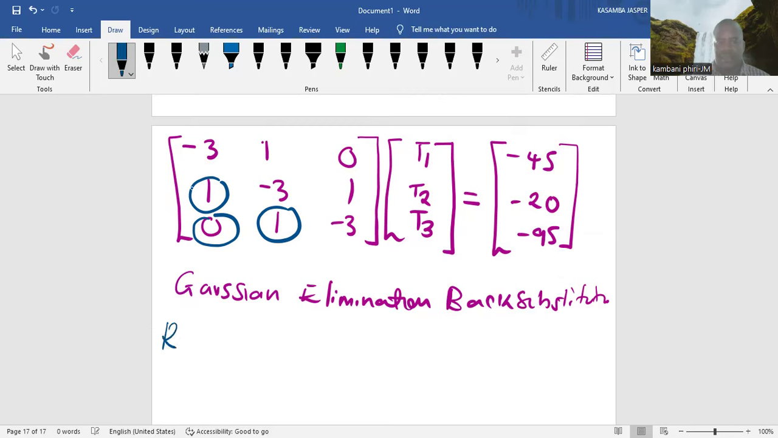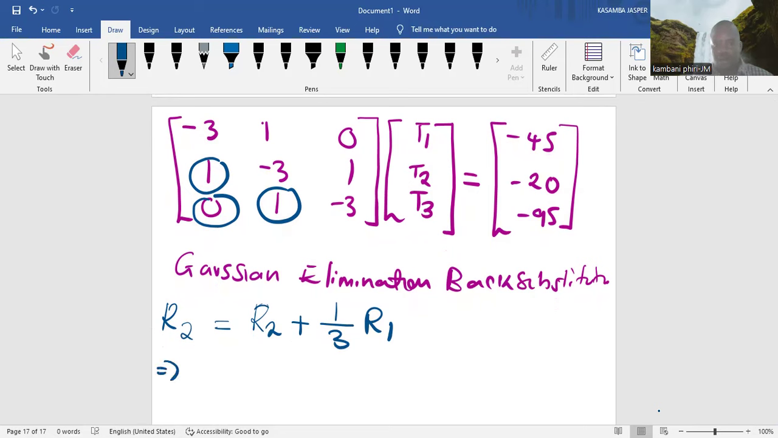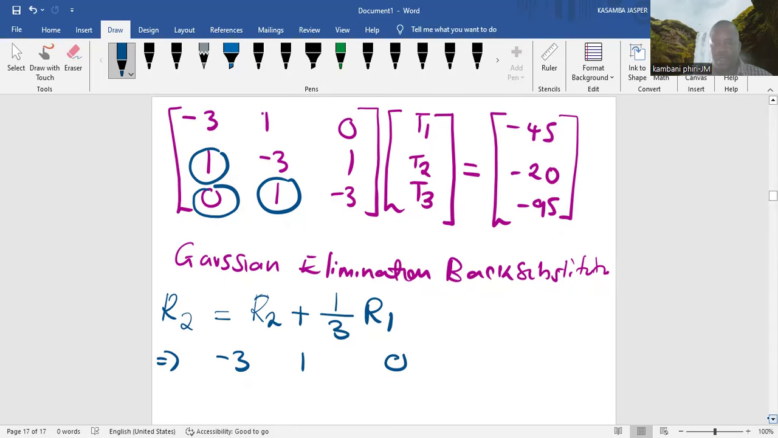So what does it mean? It simply means I can say row 2 is equal to row 2 plus 1/3 row 1. And what does this give us? So row 1 will not be affected: negative 3, 1, 0 here. Then here we have negative 45. Now for row 2, if you take 1 here, you put 1 here, and here you put 3. Here you put negative 3. Of course, 3 by negative 3 is negative 1. When you add, this part will be 0. And that's what we want.